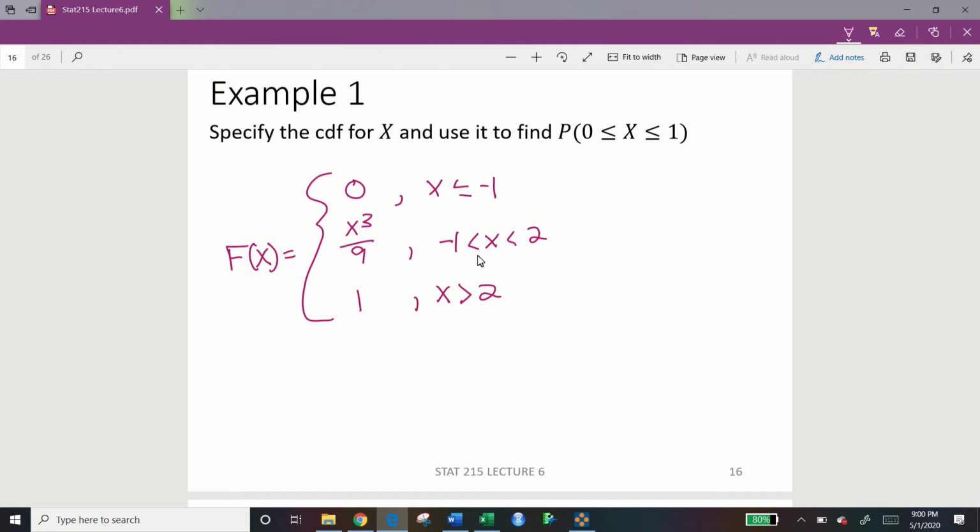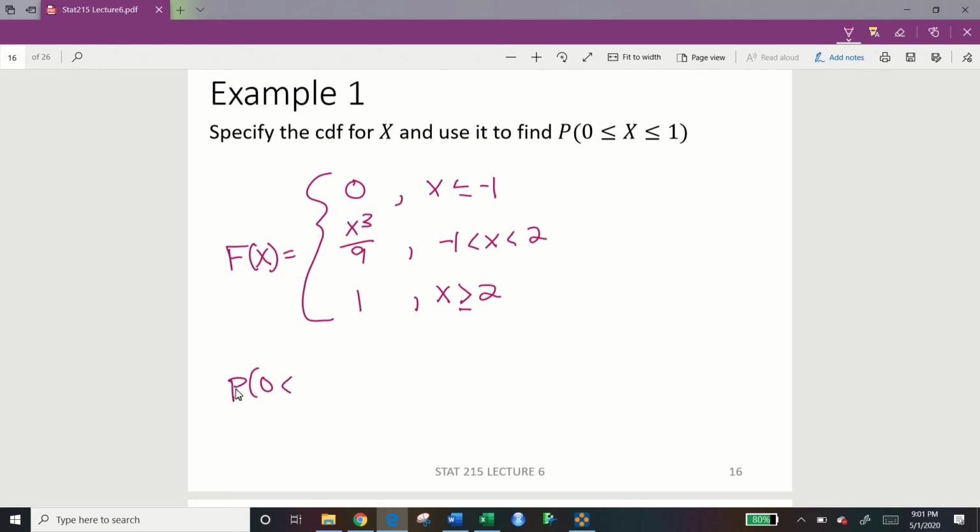Not bad. Once again, f of x is equal to 0 when x is less than or equal to -1. F of x equals x cubed over 9 when -1 is less than x is less than 2. And f of x equals 1 when x is greater than or equal to 2. Now that we've done the first part, we can use our CDF function to find the probability of 0 less than or equal to x less than or equal to 1.